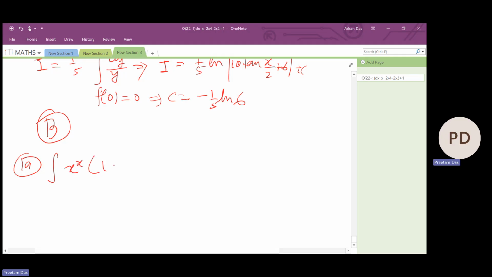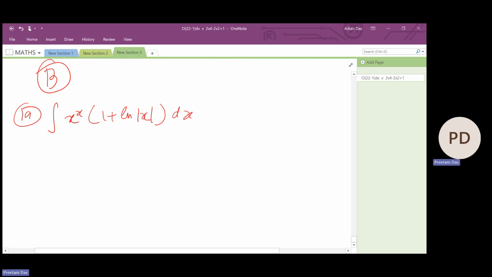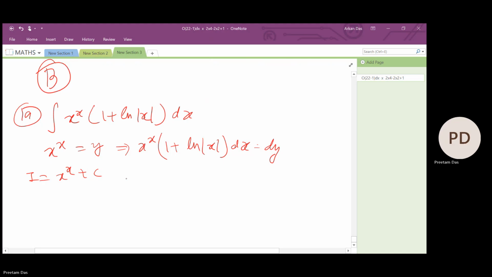x raised to x times (1 plus ln mod x) dx. It is clearly a differentiation of x raised to x. Take it as y. So x raised to x. You have to remember the differentiation of x raised to x. It is this dx equal to dy. Put it back and you will get x raised to x plus c. Option C.